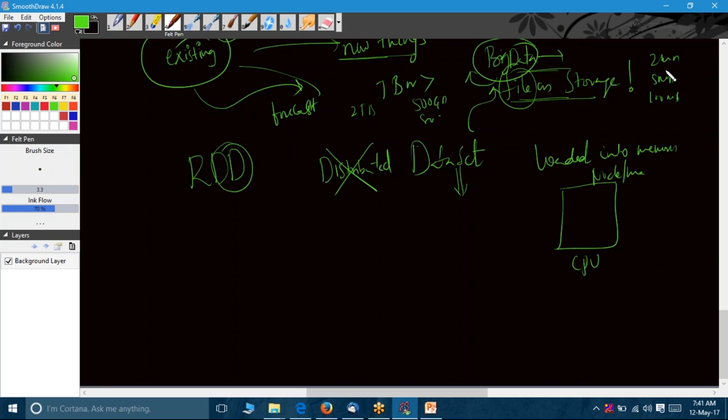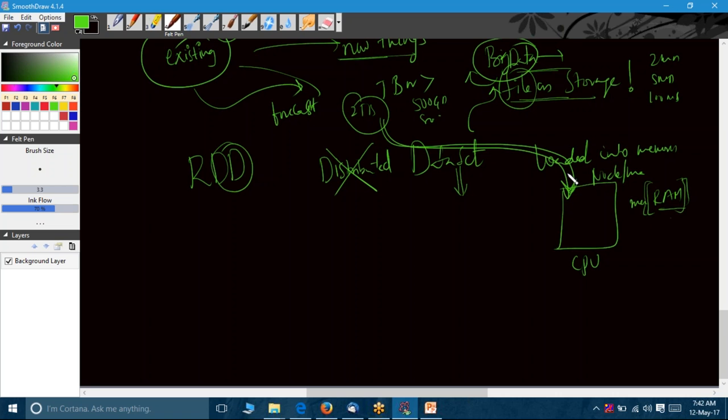Now, a 2 TB file, can you load it into one node's memory? A 2 TB data set, can we load it into one machine's memory? Memory in the sense, I'm talking about RAM, not your hard disk. It is not possible to load this 2 TB data set into one RAM.